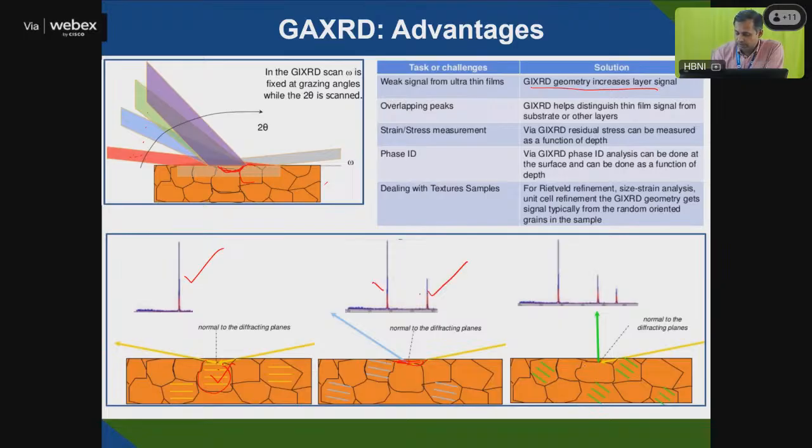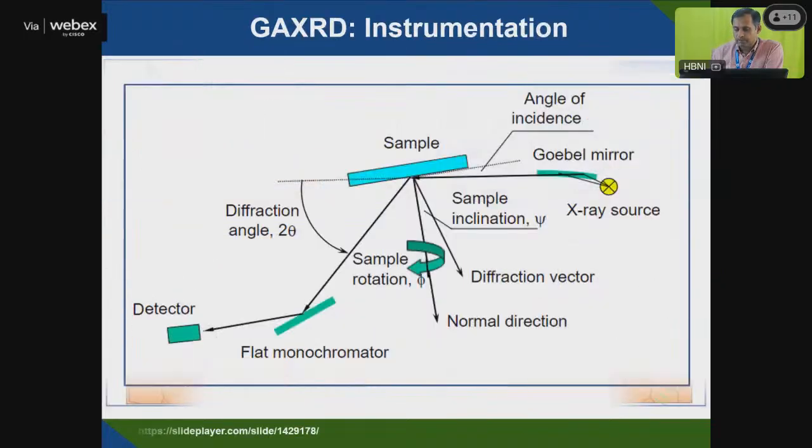And if you slightly rotate your 2 theta angle, as well as some substrate, you can see some other crystal you can identify, you can get that peak also. So similarly, you can get many peaks from the thin film XRD. So the instrumentation is almost similar to that of powder XRD.